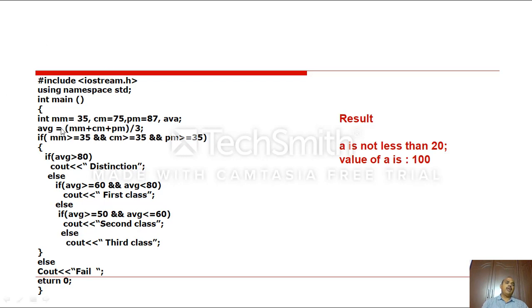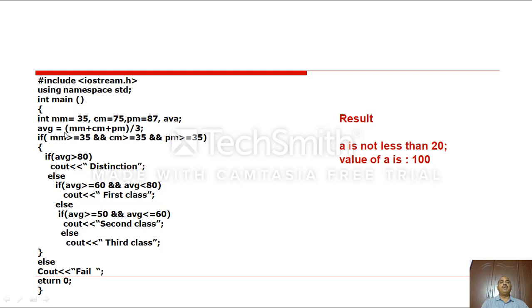Here the single equal to symbol, all of you verify. Maths marks equal to 35 is an assignment operator, chemistry marks equal to 75 is an assignment operator, physics marks equal to 87 is an assignment operator. Simply, the assignment operator is used to assign the right side value into the left side variable. Here 35 is assigned into the maths marks memory location, 75 into the chemistry marks memory location, then 87 into the physics marks memory location.